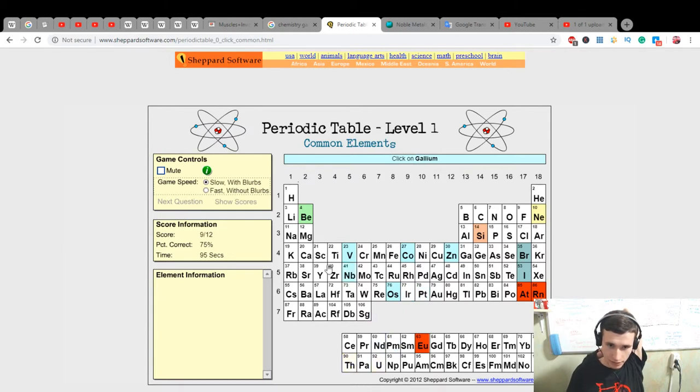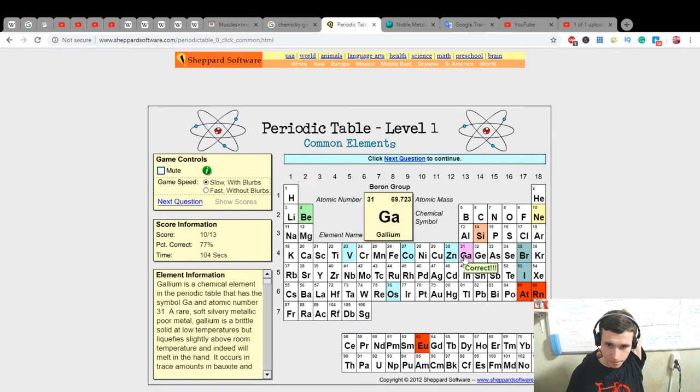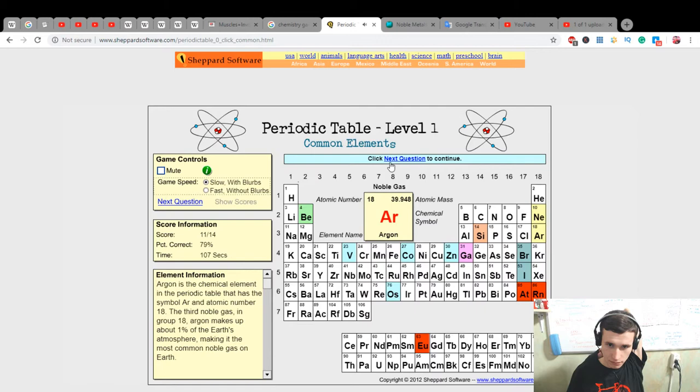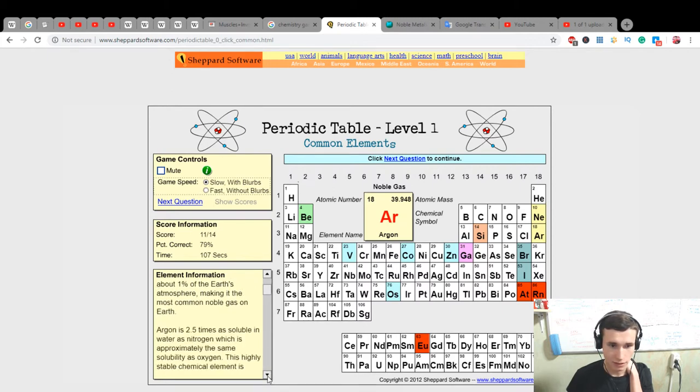Argon. Good. Argon is the chemical element in the periodic table with the symbol Ar and an atomic number 18. Third noble gas in group 18. Argon makes up about 1% of the Earth's atmosphere, making it the most common noble gas on Earth. Argon is 2.5 times as soluble in water as nitrogen, which is approximately the same solubility as oxygen, okay?